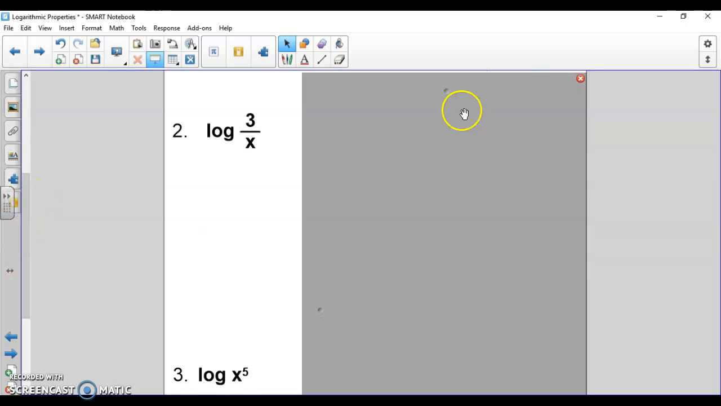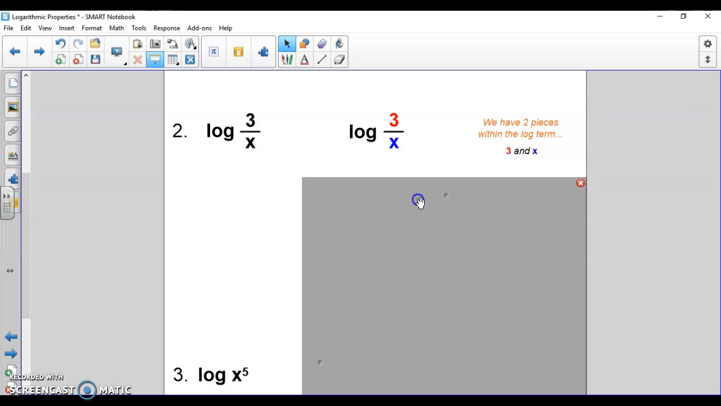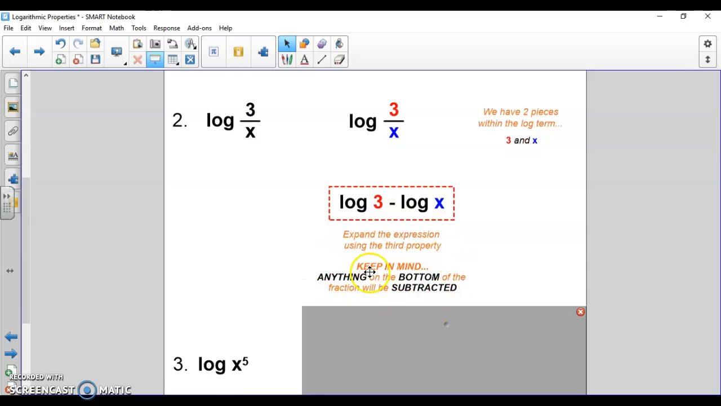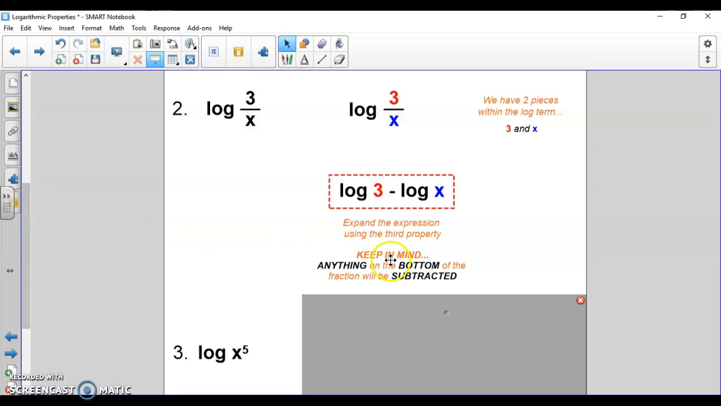The second one here is going to use the third property. So I technically have 2 pieces within this one log term. I have a 3 and an x. 3 is on top, x is on the bottom. So I'm dividing, so I'm going to use subtraction. Big thing here is what I tell you to keep in mind. So I have log of 3 minus log of x as the final answer. That's it. Nothing crazy. Anything on the bottom of the fraction will be subtracted. I don't care what order it's in or anything like that. Anything that's on the bottom will be subtracted. So keep that in mind.